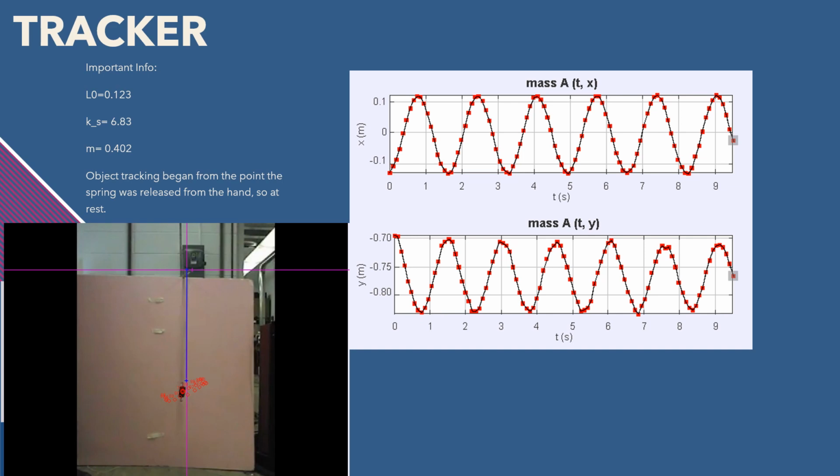So Tracker. I put the video of the spring through Tracker. Important info to notice is that the relaxed length of the spring is 0.123. We have K being 6.83. The mass of the mass is 0.402, and then the object tracking began from the point the spring was released from the hand, so it started at rest. You just cannot see that in the screenshot here, but it did begin at rest. And then we have the graphs, as you can see in the X and Y direction, it is oscillating.